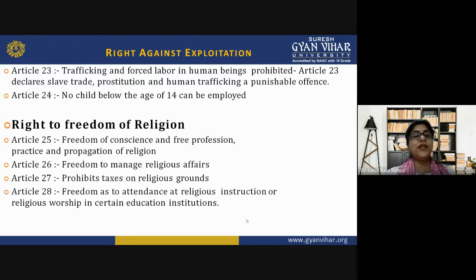Then right to freedom of religion is covered in Articles 25 to 28 of the Indian Constitution. Article 25 is about freedom of conscience and freedom to freely profess, practice, and propagate religion. Article 26 is freedom to manage religious affairs. Article 27 prohibits taxes on religious grounds. Article 28, freedom as to attendance at religious instruction or religious worship in certain educational institutions.